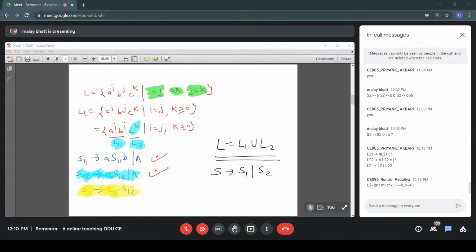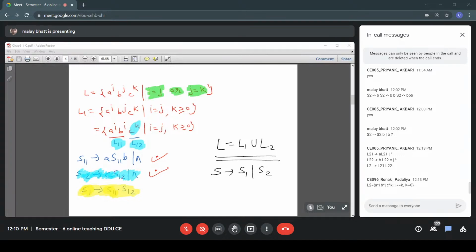So yes, one student is in the L2 language, A raised to I, B raised to J, C raised to K, J equal to K, and I is greater than or equal to 0. So what we require is that we should have J equal to K. So B and C must be equal. So we are writing L2 as L21, which is equal to A L21.